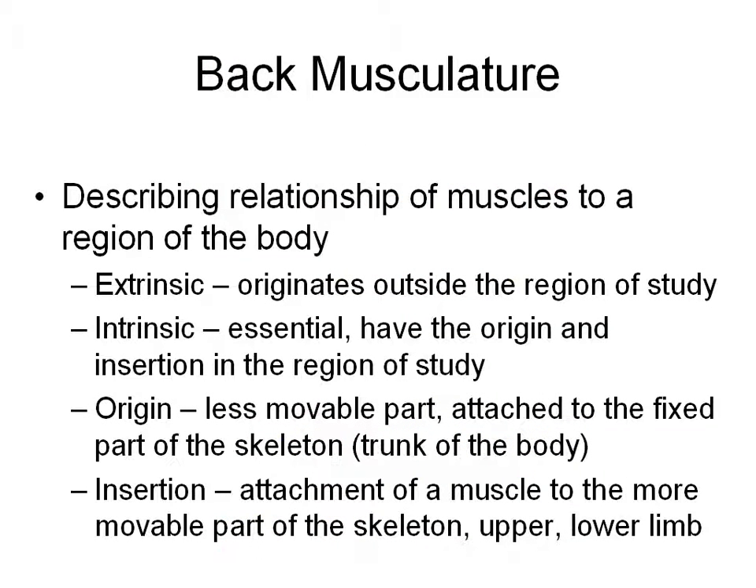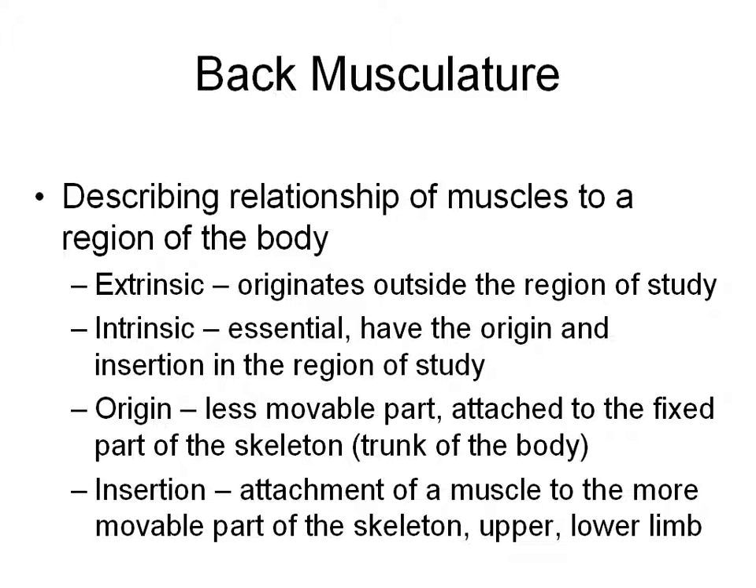So first of all, when we start to describe musculature, there are four words that I'll be using over and over again. They are extrinsic, intrinsic, origin, and insertion. When we talk about muscles being extrinsic or intrinsic, you could also say, are they necessary to the region we're studying, or are they unnecessary? Extrinsic muscles originate outside the region we're studying. So today, for instance, we're studying the back.